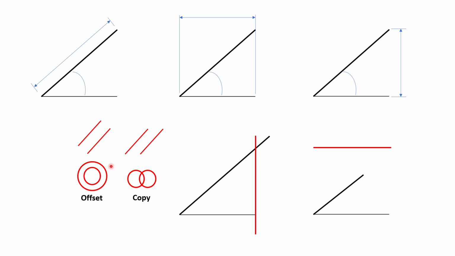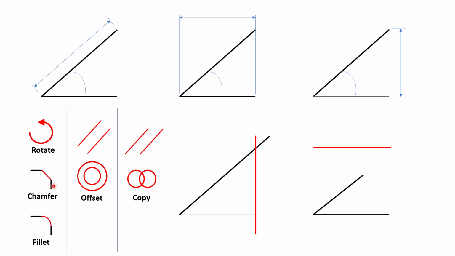Another modifying command that you can use to help you create this type of work is rotate. For example, if you create a line and you know the length of the line, you can rotate this line at an angle. So you can actually create this line by just rotating a line.